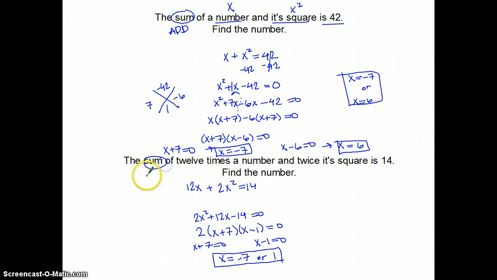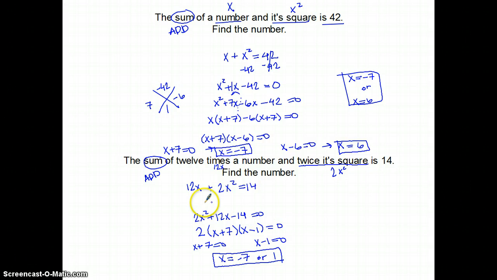Sum again means add. You are adding two things. The first thing is 12 times a number. I'm going to call that 12x. The second thing is twice that number's square. That number's square is x squared, and I want twice that, so I have 2x squared. So when I add 12x and 2x squared, I get 12x plus 2x squared. This sum is 14, so that's why I write equals 14.